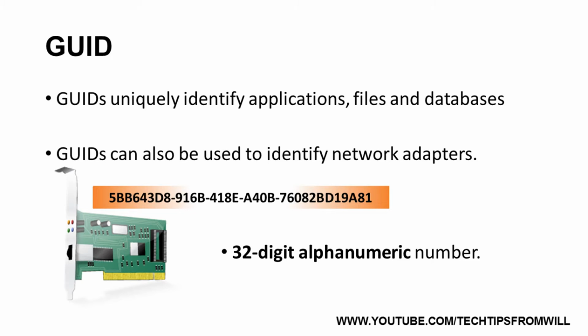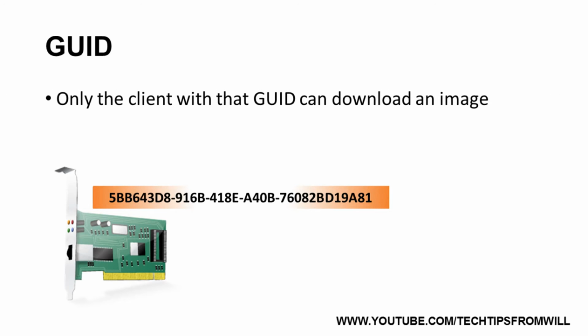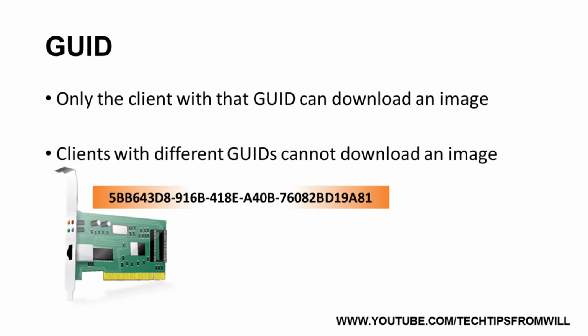When you pre-stage a client computer using the GUID, you are essentially saying only allow the computer that has this GUID to download an image. If a client computer with a different GUID tries to connect, the WDS server will not allow an image to be downloaded. Now that we know what MAC addresses and GUIDs are, the next question we need to answer is how do we find the MAC address and the GUID?